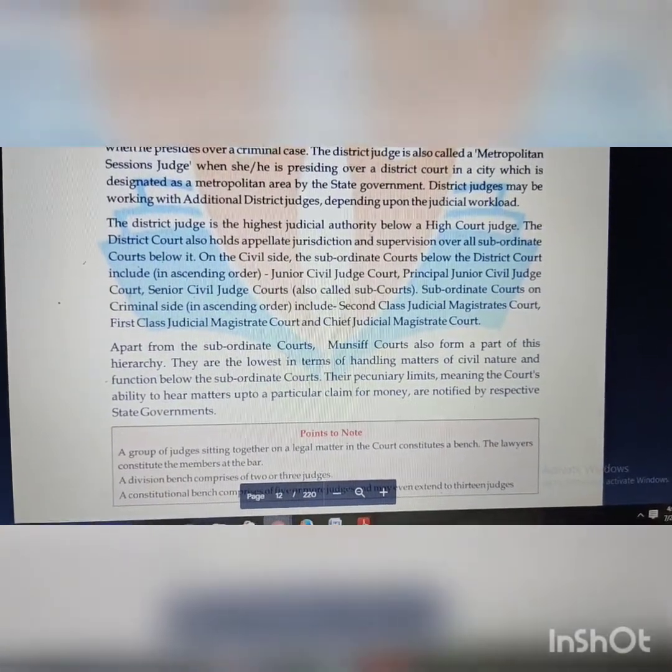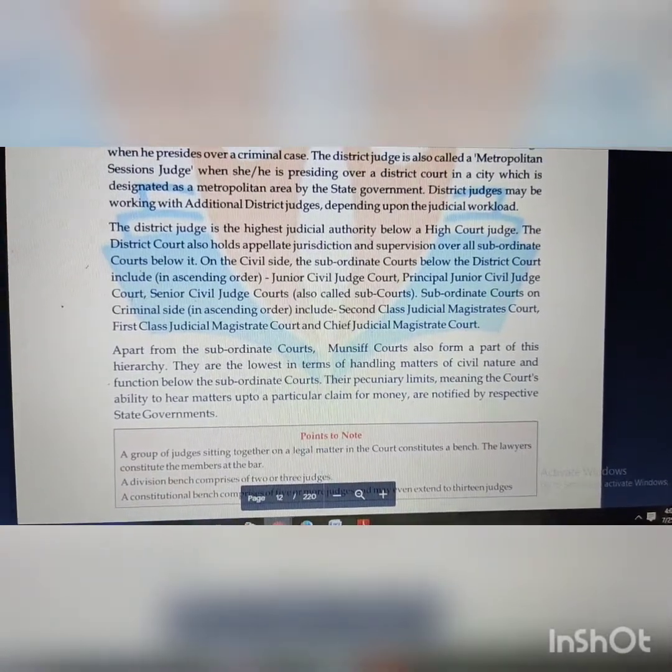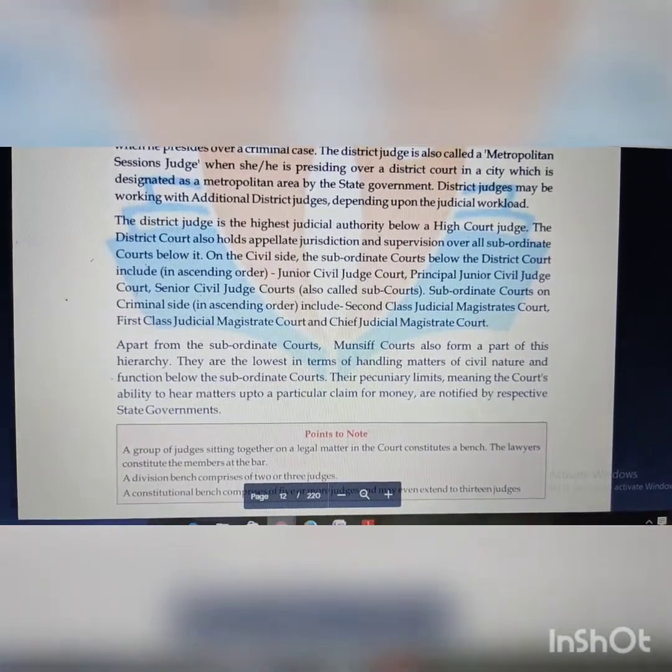District judge is the highest judicial authority below a high court judge. The district court also holds appellate jurisdiction. Appellate jurisdiction means cases may come in appeal from further lower courts to this district court, and supervision over all subordinate courts below it.